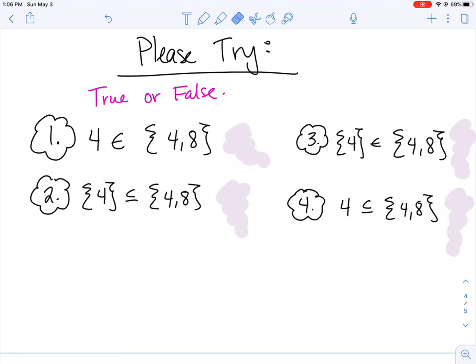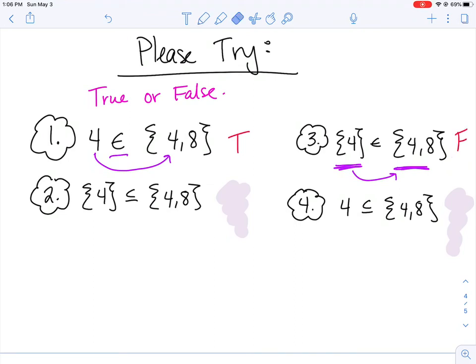So number 1 says 4 is an element of this set. Well, is 4 an element in this set? That's true. 4 is inside that set. So let's jump over here to number 3 because it looks really similar to number 1, but there's a little bit of a difference there. On number 3, it says set 4 is an element in this set. Now, is set 4 an element in that set?